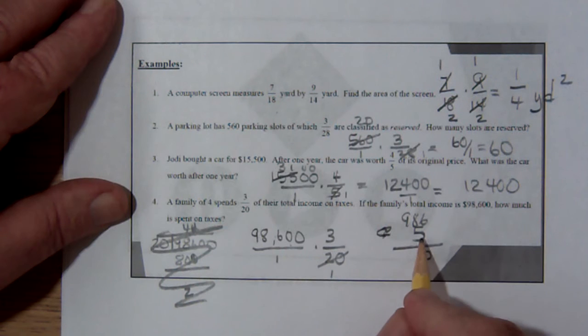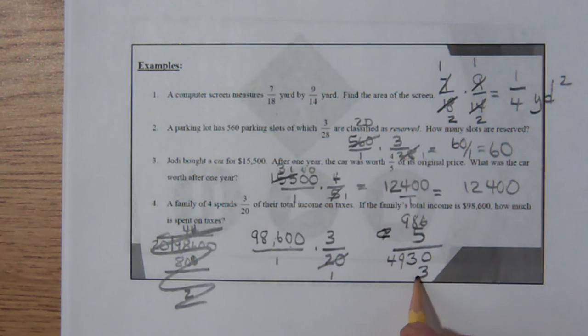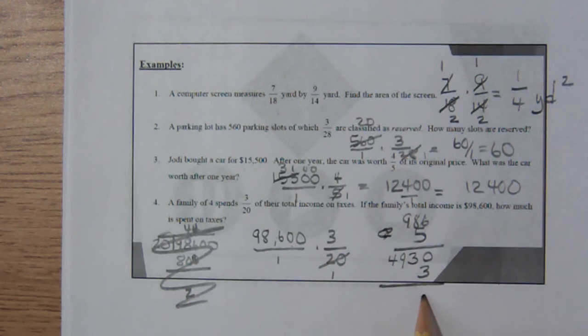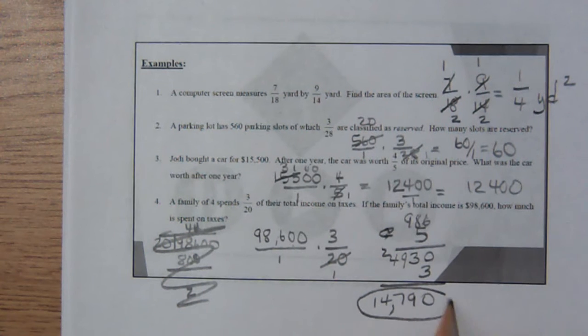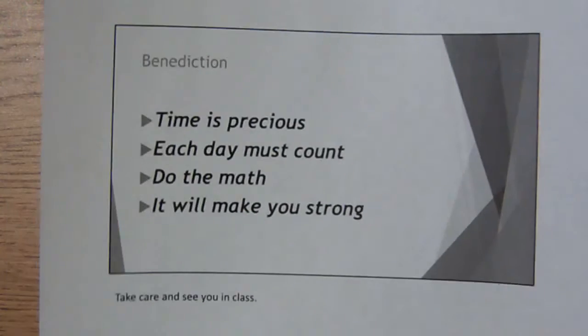And this is going to be 0, carry the 3, carry the 4, and that is going to be 4930. And then I'm going to take 4930 times 3, and I'm going to get 097, carry the 2 is 14. So they're going to have to pay $14,790 in taxes. So you have a handful of examples that we did.